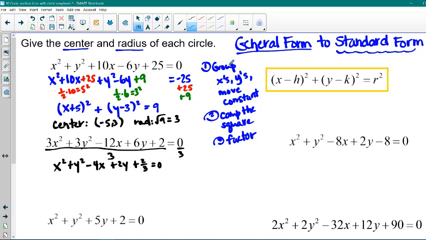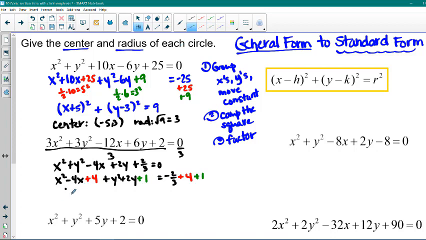Now we'll pick it up right where we started a while ago. We'll group our x's, we'll group our y terms, and we'll move our 2/3 to the other side where it will be negative 2/3. All right, completing the square on the x terms, half of 4 is 2, 2 squared is 4, so we will add 4, and we will add 4 here. Half of 2 is 1, 1 squared is 1, so we will add 1 and add 1.